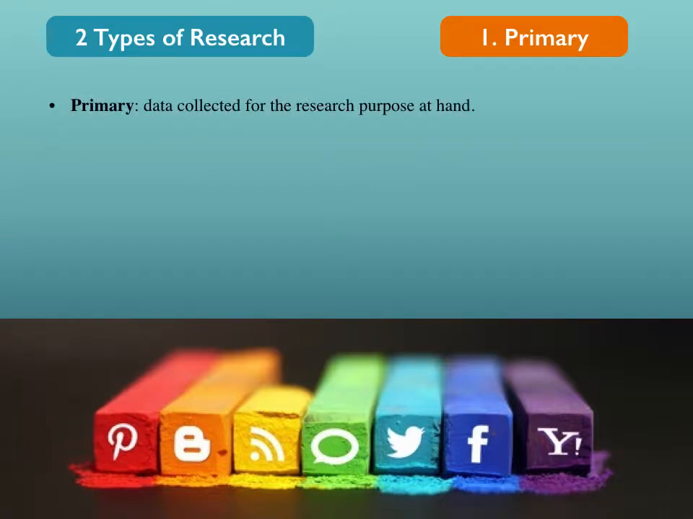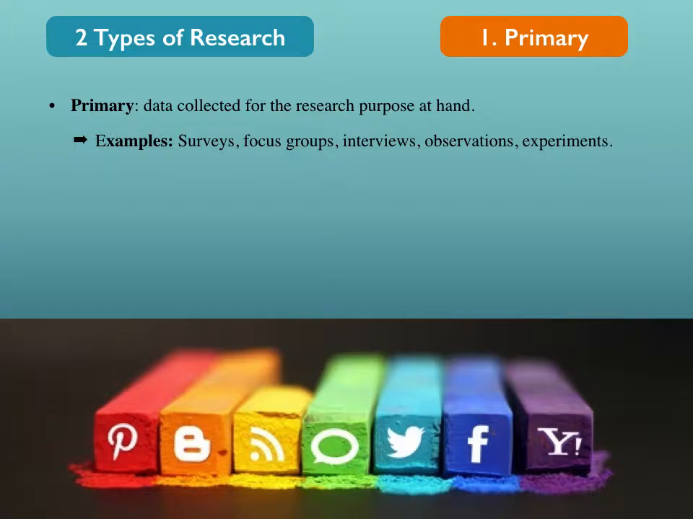The first one is primary research. By definition, this is data collected for the research purpose at hand. So basically, primary research is research that you conduct yourself for a particular purpose. So for example, surveys, focus groups, interviews, observations, and experiments. These are all research methods where you go out and collect the data. You do interviews or observations or experiments.